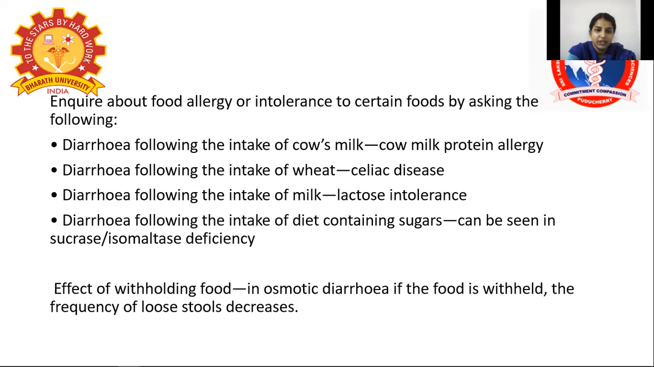Inquire about whether the child has any food allergy or intolerance to certain foods by asking about the following. Diarrhea following intake of cow's milk, that is cow's milk protein allergy. If it's present, it usually happens during weaning after 6 to 8 months of age. The child usually presents with continuous episodes of loose stools when they introduce cow's milk in the child's diet.